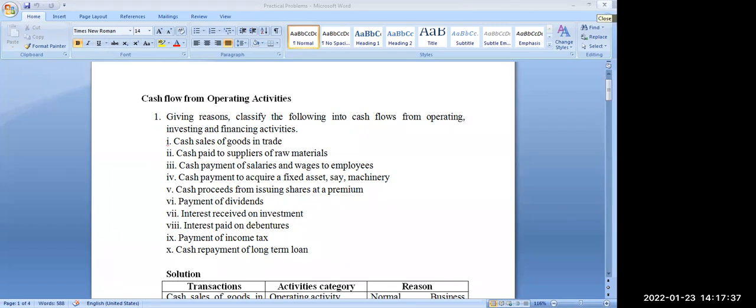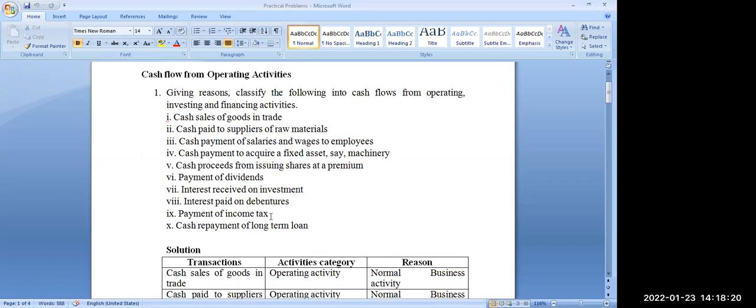Next, interest received on investment. Inflow of investment activity. Okay. Next is interest paid on debentures. We are paying interest on debentures. Debenture means the loan taken by the company from the general public. Yes, outflow. Which outflow is it? Outflow of financing activity. Good. Next, payment of income tax.